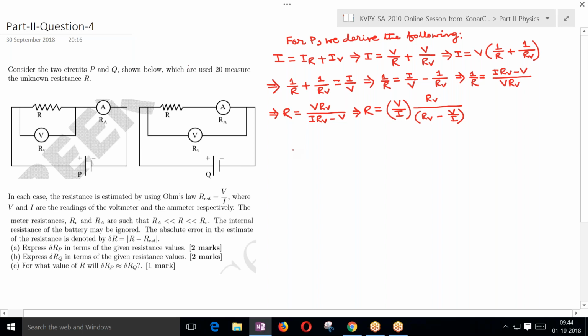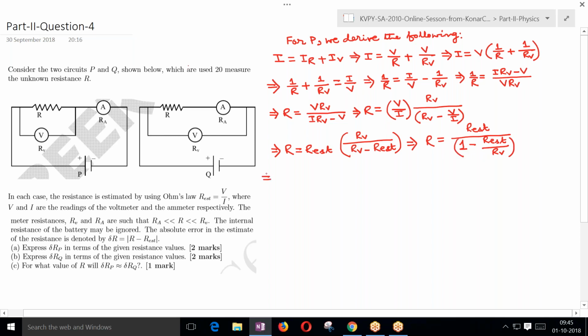So V by I is nothing but the estimate of the resistance, R_EST. So R is equal to R_EST into R_V divided by R_V minus R_EST. This implies R is equal to R_EST divided by 1 minus R_EST divided by R_V, since we are dividing both numerator and denominator by R_V.